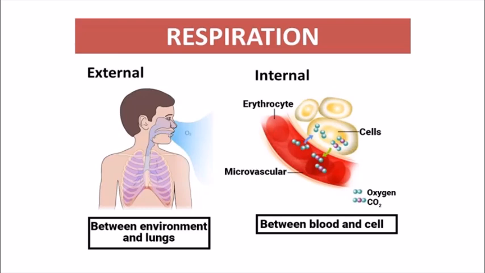Then another thing is internal respiration. Now the air went to your lungs, but from there where did the oxygen go? That oxygen goes to your cells. Now exchange of gases takes place between your cells and tissue fluid, and this is called internal respiration, which happens internally between your blood and your tissue and the cell. So this is called internal respiration.